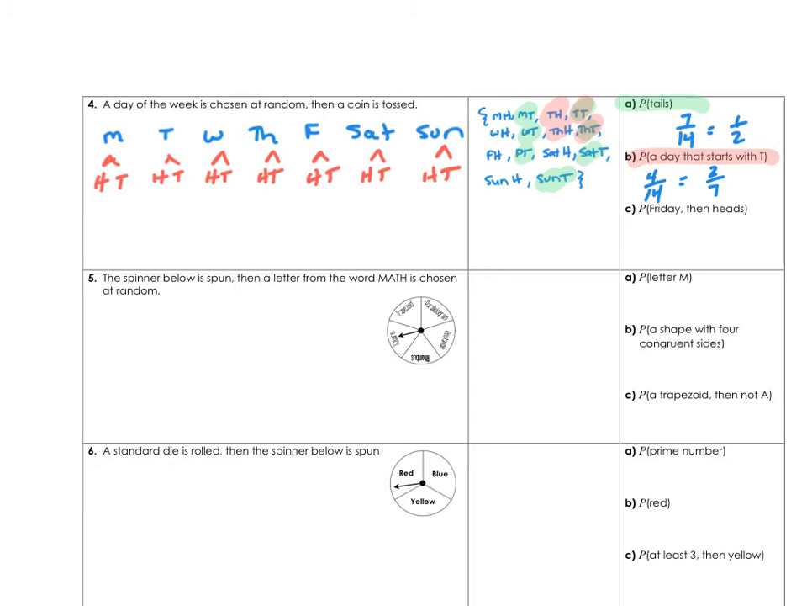And then our last one is the probability of a Friday and heads. All right, boom. It only happens once, guys. Only one time could it possibly happen where you would choose the Friday and then also flip a coin and get heads. So that's going to be 1/14.